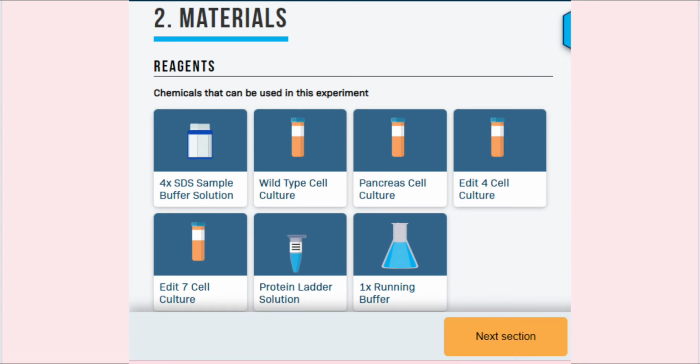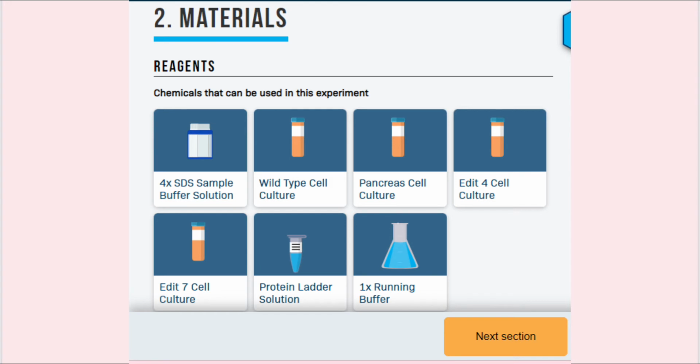The materials are 4 times SDS sample buffer solution, wild type cell culture, pancreas cell culture, edit 4 cell culture, edit 7 cell culture, protein ladder solution, and 1 times running buffer. Firstly, the 4 times SDS sample buffer is for preparing the protein sample for gel electrophoresis. It needs to be diluted 4 times to have the correct final concentration in the sample.